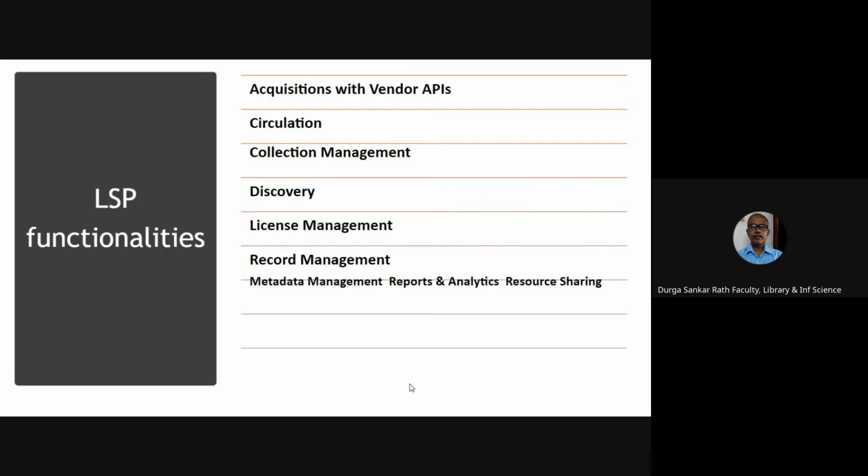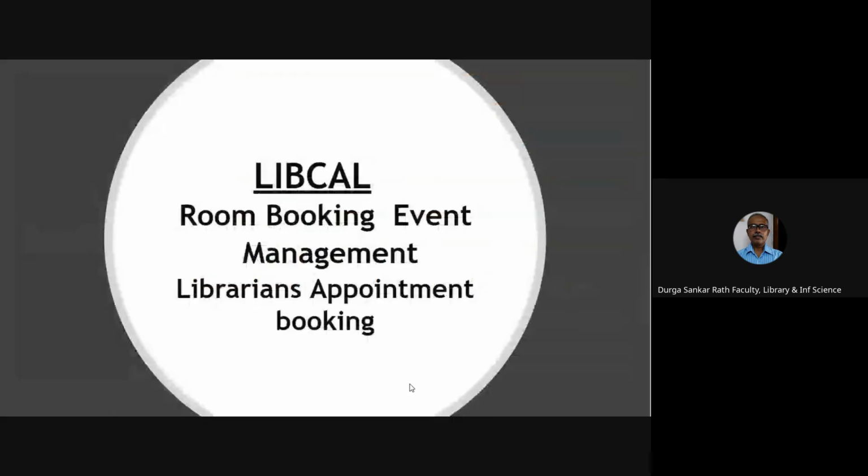Then circulation: users also come to know every time when they have to return, and whether they are going beyond the due date or not. Collection management: in future, what is to be collected and so on. License management I have already mentioned. And then record management like metadata management, reports and analysis, resource sharing and so on.